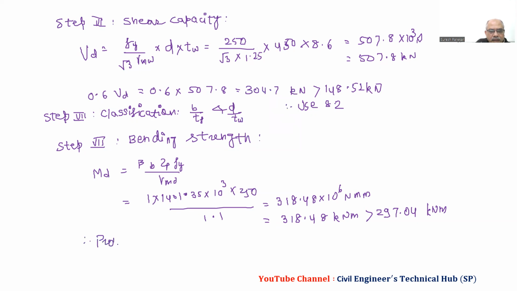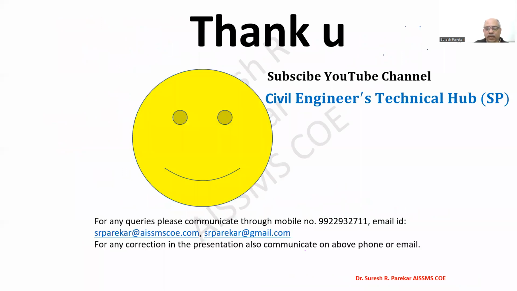Therefore, provide ISLB 450 at 640.49 Newton per meter. So this is the solution of the question. So now we will stop here only. The remaining problems we will see in the next lecture. Thank you.